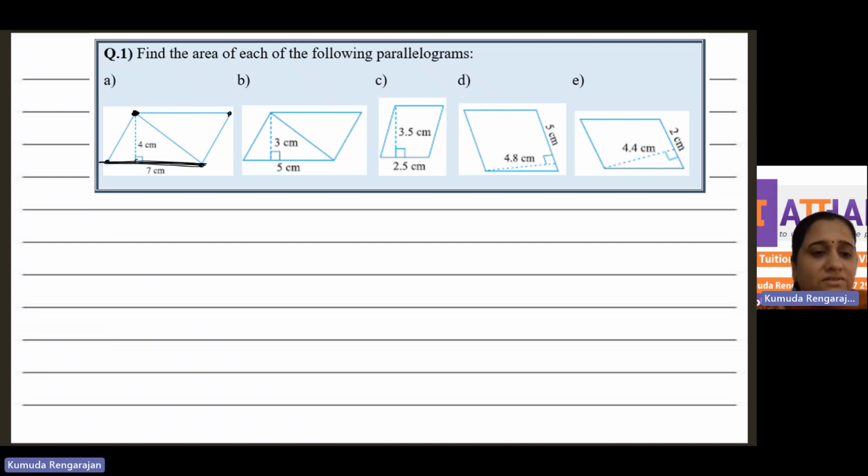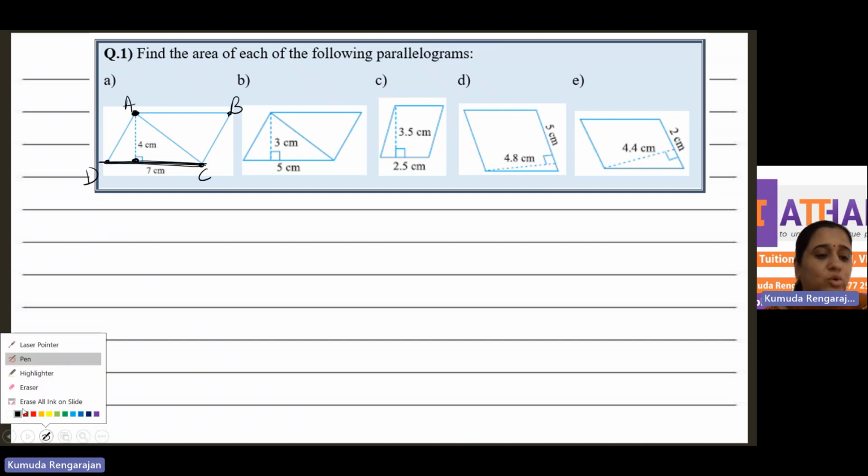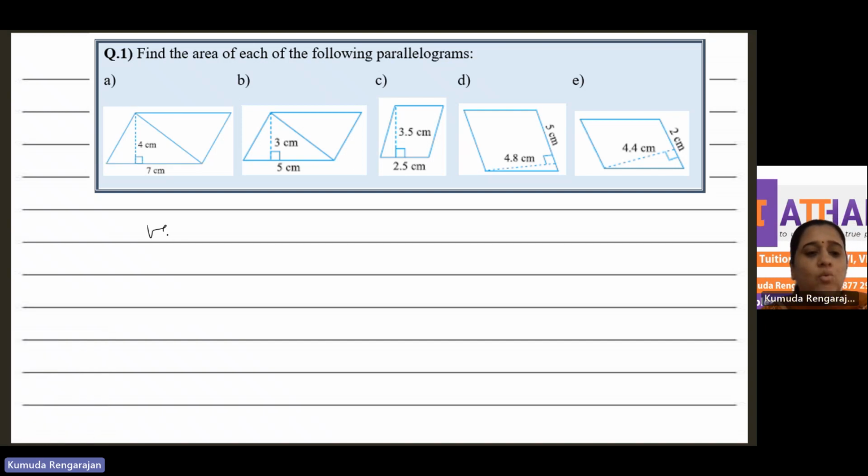Now, this is not a vertex. Where you mark or write A, B, C, D, they are the vertices. Vertex is singular. Vertices is plural. So A, B, C, D are the 4 vertices of the parallelogram ABCD.